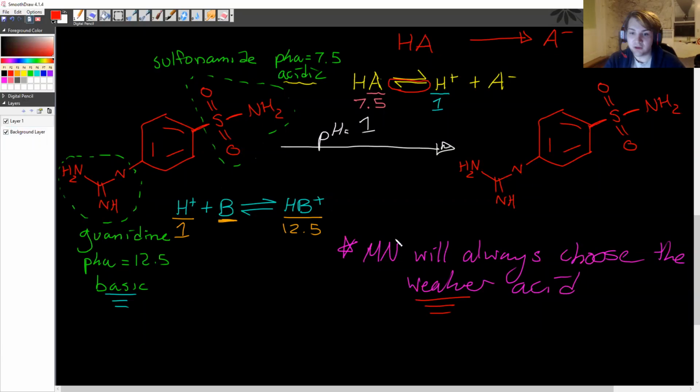Once again, we refer to Mother Nature, and Mother Nature will always choose the weaker acid, which in this case is the 12.5. So this is why the protonated form of the guanidine is favored, and which is why in our answer, we're not going to have NH, we're going to have NH2 plus. Does this make sense? Does anybody have any questions about how we got to this answer?